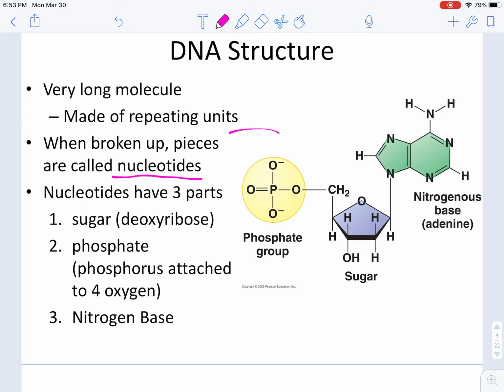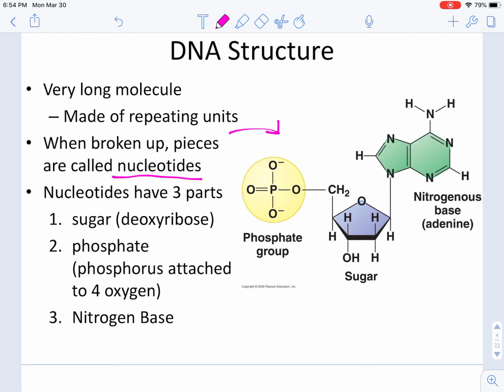In the picture you see here, this is a nucleotide. Nucleotides will repeat over and over and over again in the DNA structure. There's actually 4 different types of nucleotides, but they have the same basic setup. So a nucleotide has 3 parts to it.